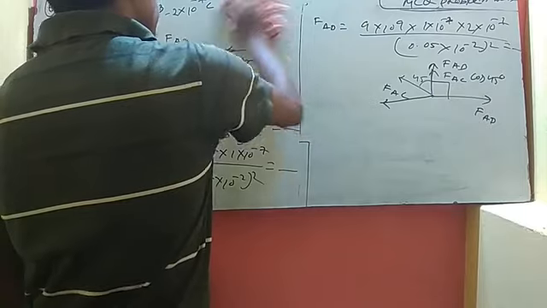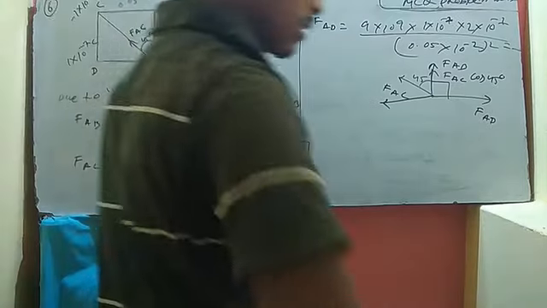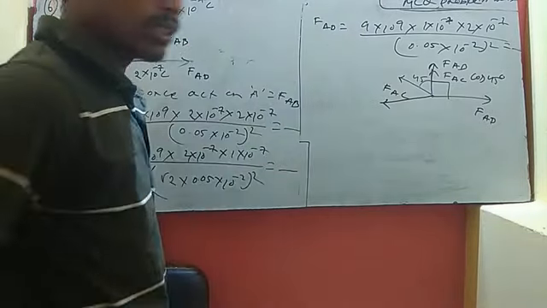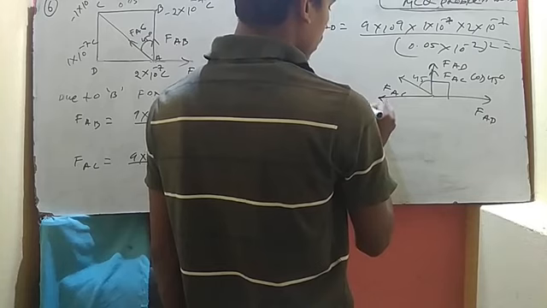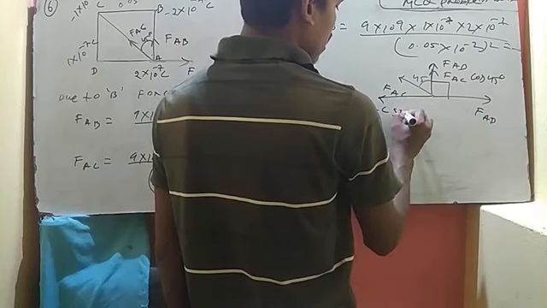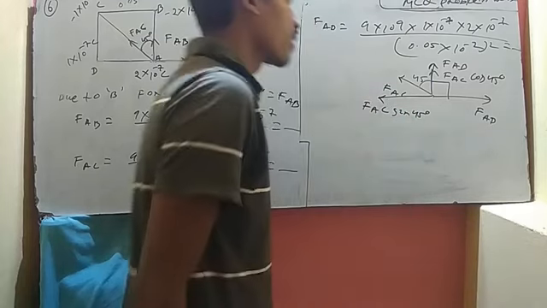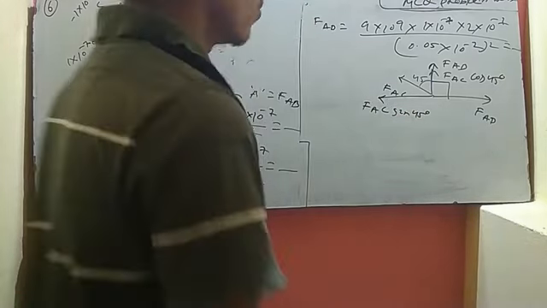So what is this angle? This angle is for FAC. This is FAC cos 45 degree, and this is FAC sin 45 degree. So in this direction, the total left-side component is FAC cos 45 degree.